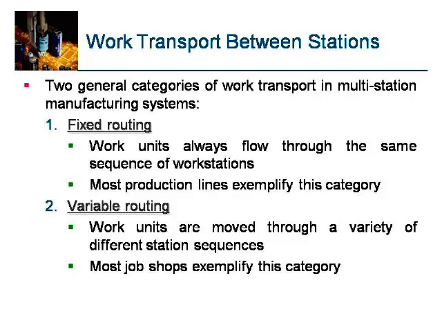There are two general categories of work transport in multi-station manufacturing systems. One is fixed routing, the other is variable routing. In fixed routing, a work unit always flows through the same sequence of workstations. Most production lines exemplify this category. In variable routing, work units are moved through a variety of different station sequences. Most job shops exemplify this category.